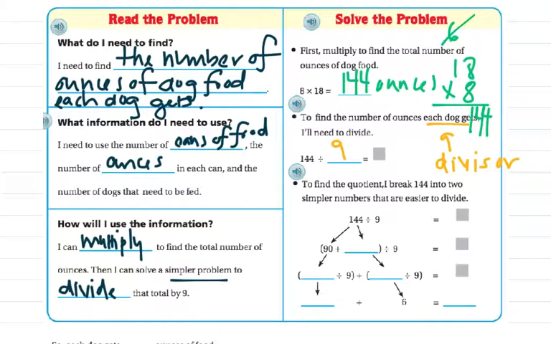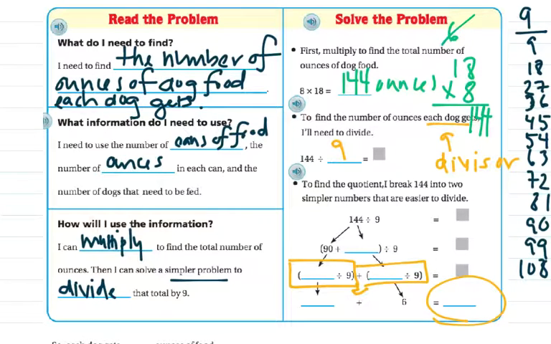So when we think about the strategy, make a simpler problem, what we're basically going to do is two smaller division problems, and at the end we're going to add up our smaller quotients to get our larger quotient. So we're going to look down our multiples of 9. I'm going to make a little list here for us of our multiples of 9. So if you look here, boys and girls, these are my multiples of 9.